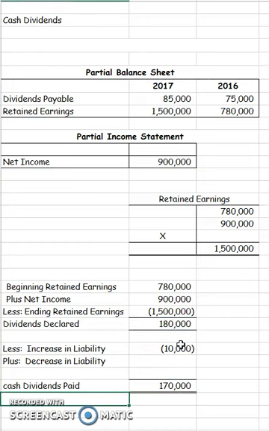Had it gone the other way and our dividends payable went down, then we would have added it, because we would have paid more than what we showed originally. So $170,000 is the amount that you will reduce in your financing section for these dividends.